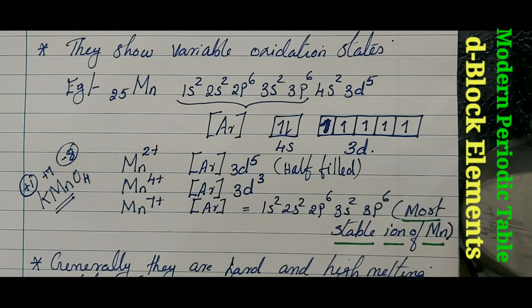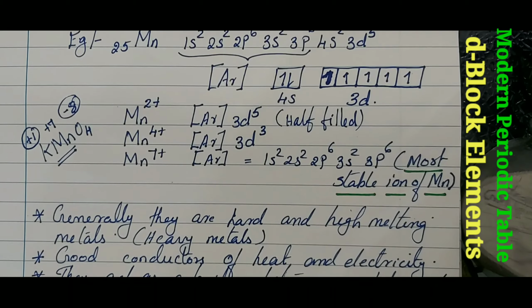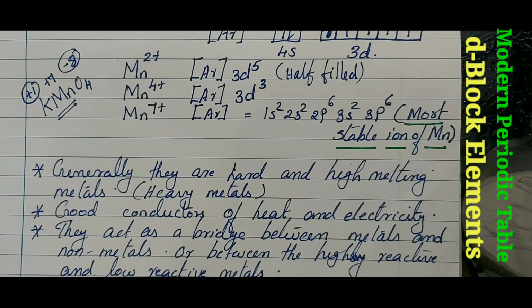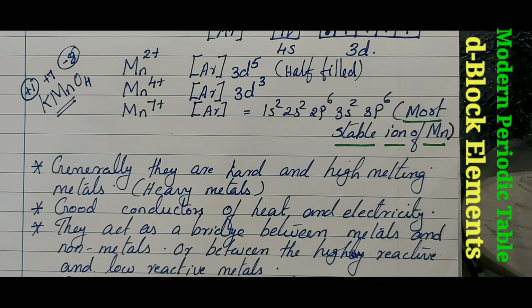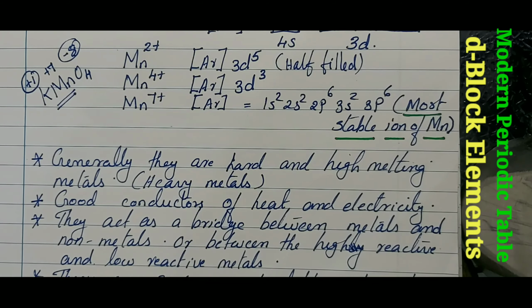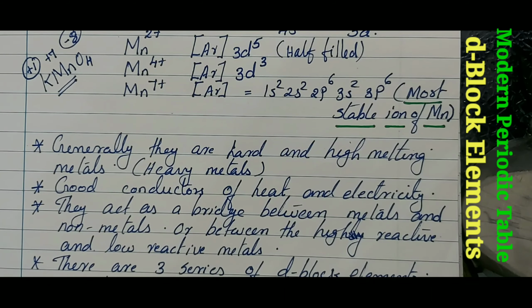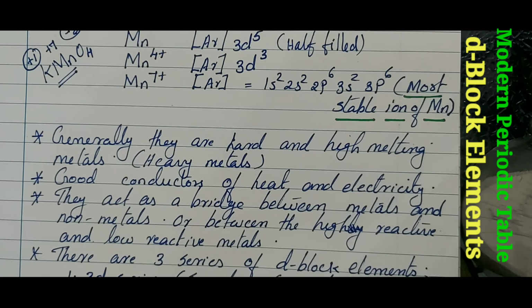Then the next points are very easy. Generally they are hard and high melting metals. We normally call them heavy metals. They are good conductors of heat and electricity. Then this point I have already discussed: they act as a bridge between metals and non-metals, or between a highly reactive metal and a low reactive metal.